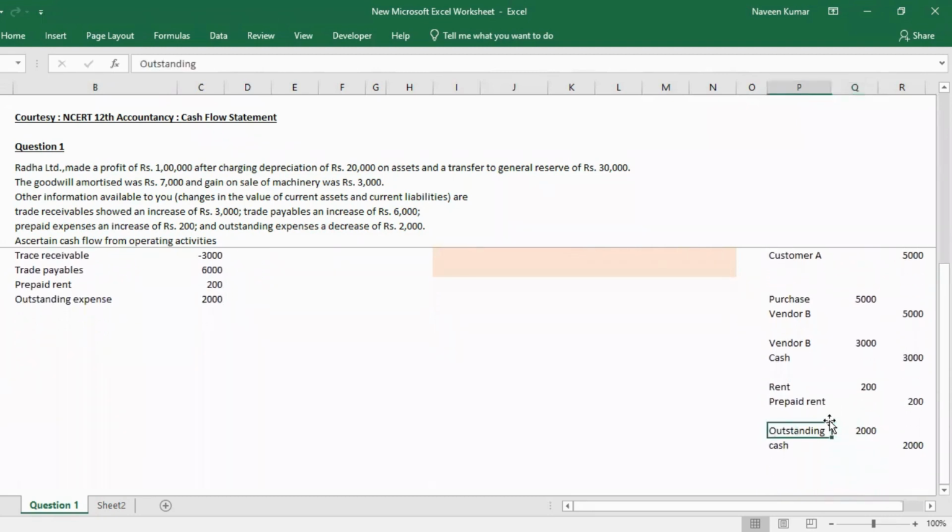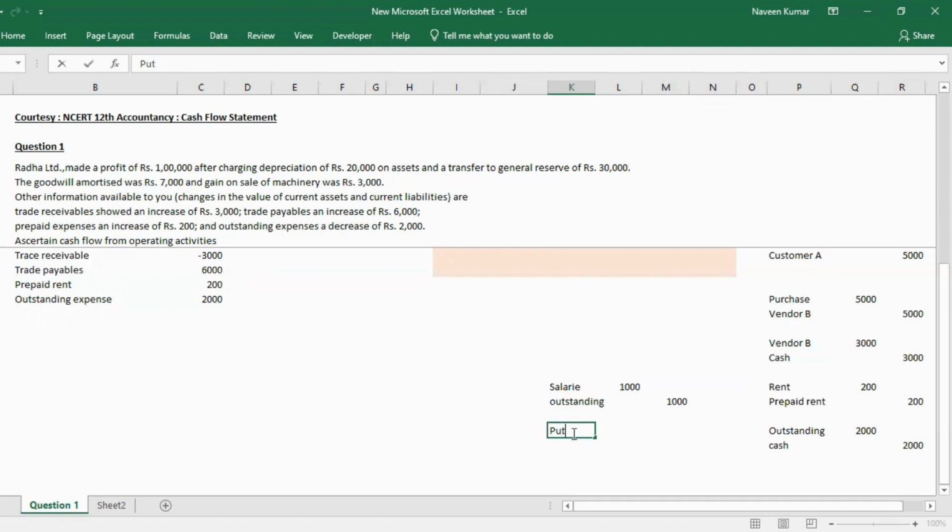So for example, outstanding expenses, for something like rent or salaries, 1,000 outstanding. So this is a current liability. Outstanding is a current liability, right? So here what is happening? Increase in liability. Increase in liability is nothing but an increase in cash. So decrease in liability is nothing but decrease in cash.